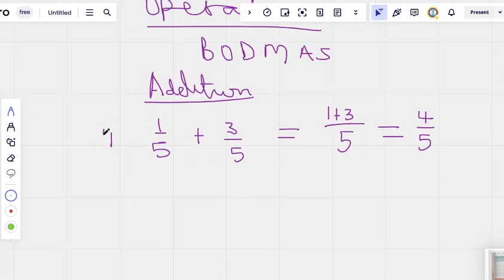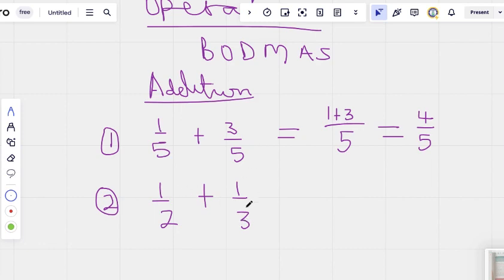But what if we have a case where the denominators are not the same? For example, if I have 1 over 2 plus 1 over 3. We just stick to these two examples, and we will use them for subtraction as well.